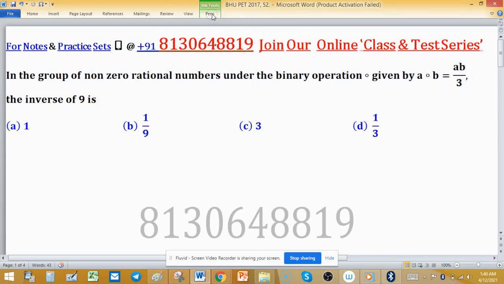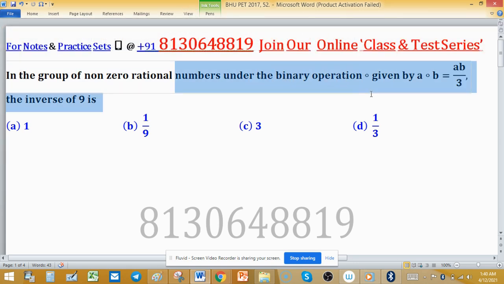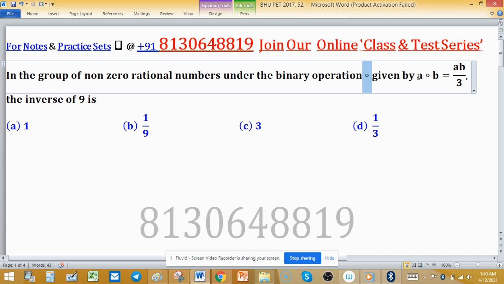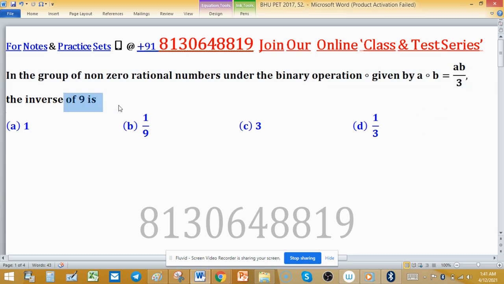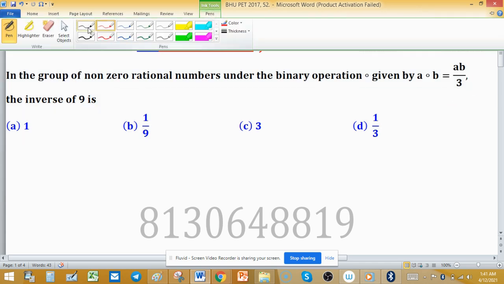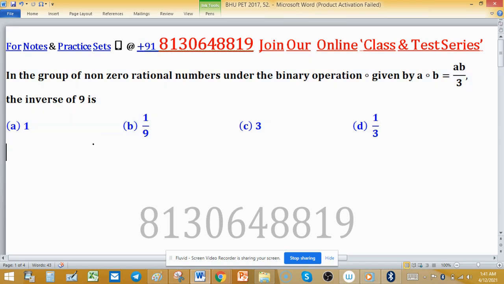In the group of non-zero rational numbers under the binary operation a * b = ab/3, the inverse of 9 is. To find the inverse of this element 9, first we should know what the identity of this group is. This group is Q, non-zero, so exclude 0, and with this binary operation it forms a group, and the binary operation on two elements is defined as ab/3.